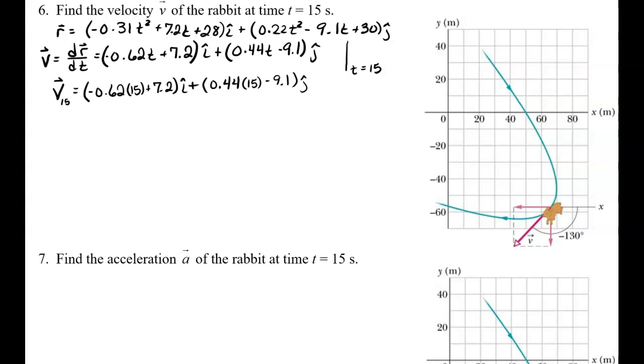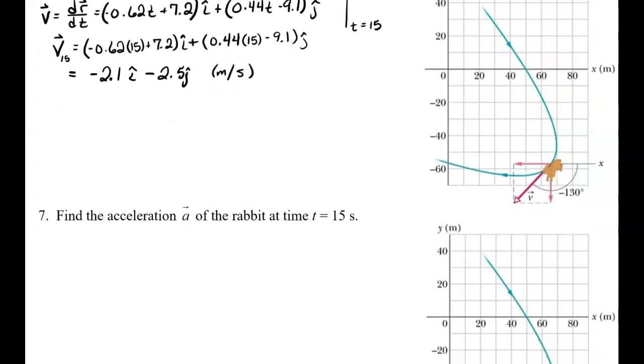So we throw this into our random number generator because math. If we do that, what we are going to get is for our x component, this is going to give me about negative 2.1 meters per second. So it's in the i hat direction. In the y direction, I'm going to have about negative 2.5 meters per second. So that's going to give me my velocity at 15 seconds. So that tells me something about how the rabbit is running.